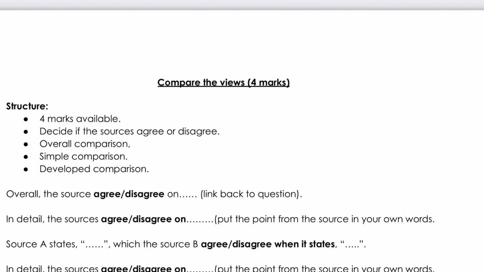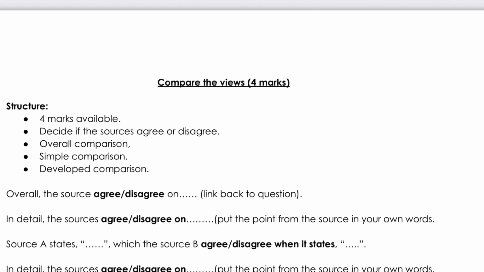You don't need any new knowledge, you don't need any knowledge at all, you're just using the 2 sources. You must read the 2 sources and decide if the sources agree or disagree. I would be using your highlighters or your pen or pencil to underline comparisons. And the comparisons will often either say very similar things if they agree, or totally different things if they disagree.